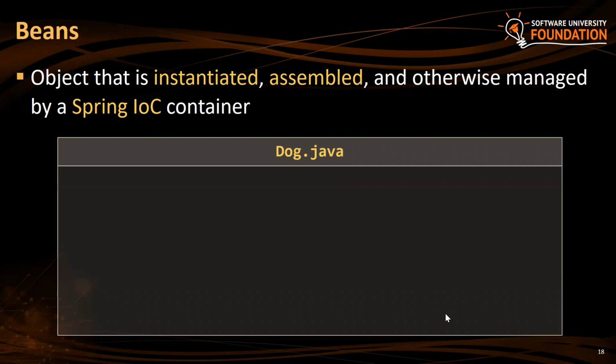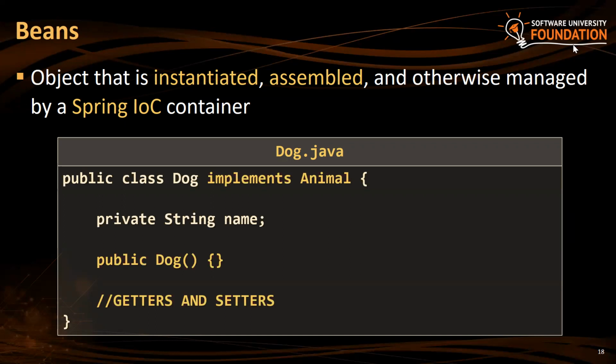So what is a bean? An object that is instantiated, assembled, and otherwise managed by the Spring IOC container. Generally these are treated as objects which will be managed by the container itself. Okay, so there's a dog class defined: public class Dog implements Animal. There's a constructor. This is a simple POJO class, having fields, and setters and getters for each field, and a constructor.